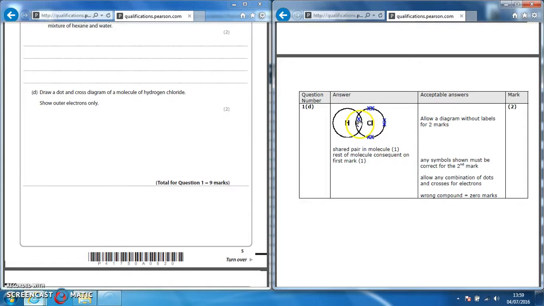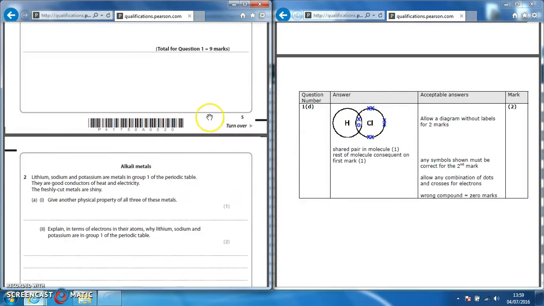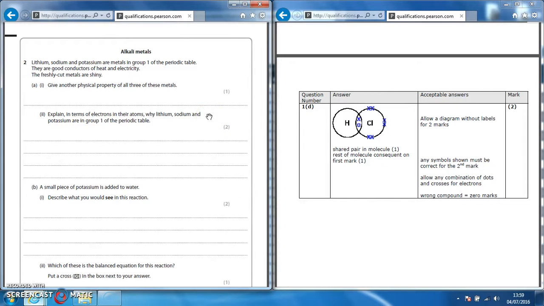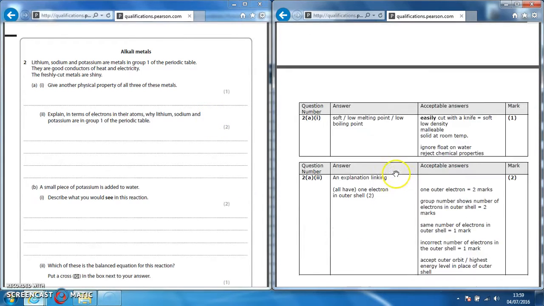As long as you're getting this idea about a shared pair of electrons in the middle, you can always score marks on these dot and cross diagrams. So always just try and get those in the middle, even if you're not sure about the numbers and can't get it to balance out. For question 2, alkali metals should be a nice friendly one for you.